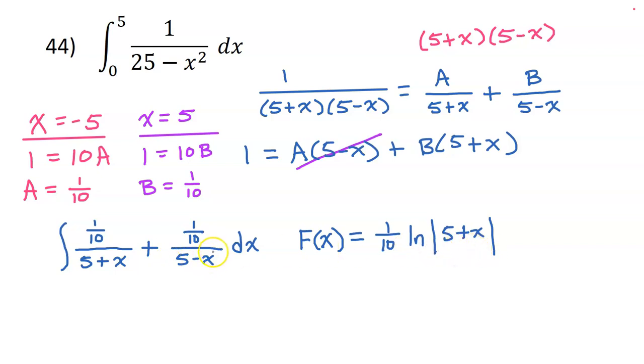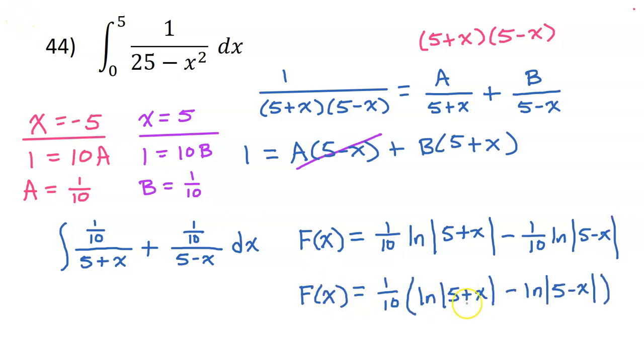So moving on to the next term, again, let's put that 1/10 out in the front. So again, we have the antiderivative of 1 over u. This time, if u is 5 minus x, then u prime is negative 1. So we will need a negative sign as we divide by u prime. But the antiderivative of 1 over u is the natural log of the absolute value of u.